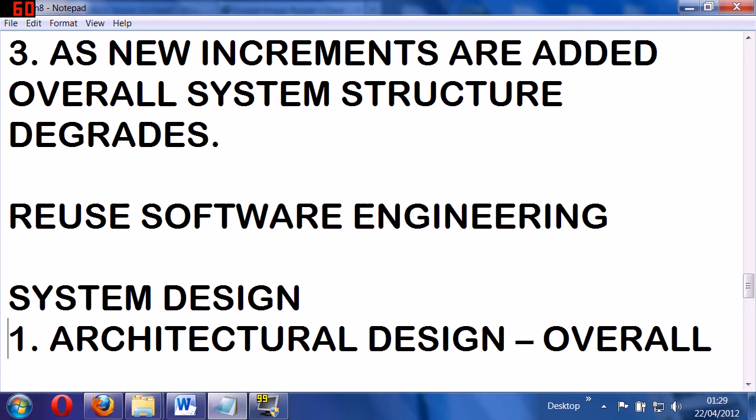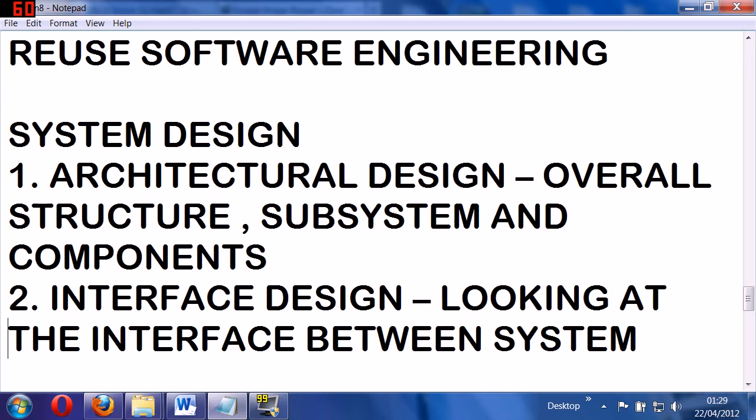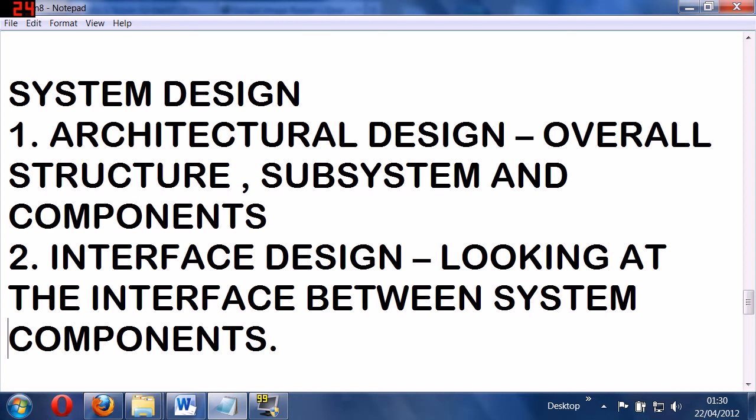Okay, system design. Architectural design: overall structure, subsystem, and components. Interface design: looking at the interface between system components. This is literally the basics of system design. So architectural is the overall structure, then the subsystem, and then what components you actually need for the system. Interface design looks at the interface between the system components. Remember in the last lesson, when we talked about networking, you can imagine the interface between, say, TCP on one machine and TCP on another machine. That's a parallel we can draw here.